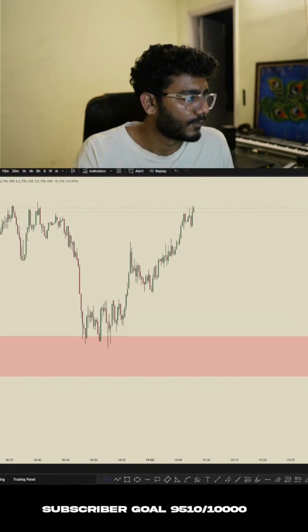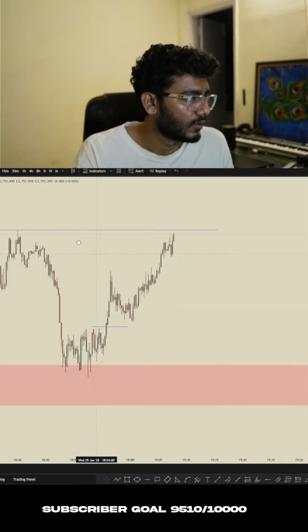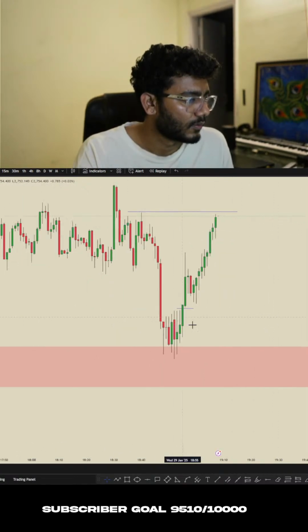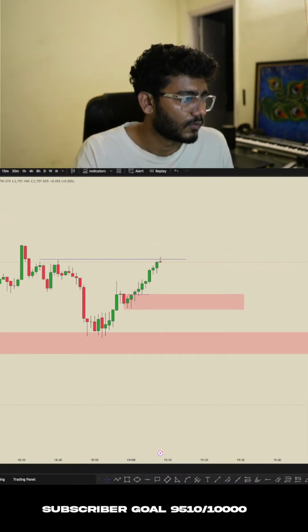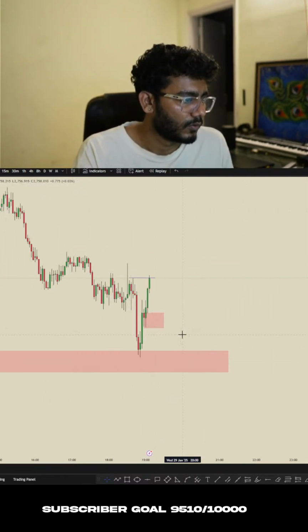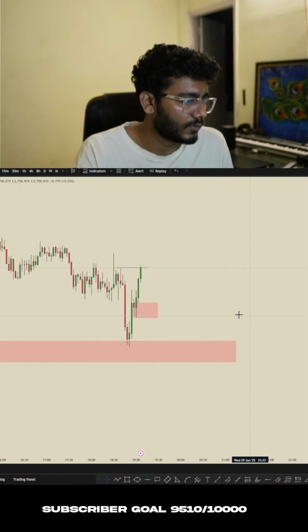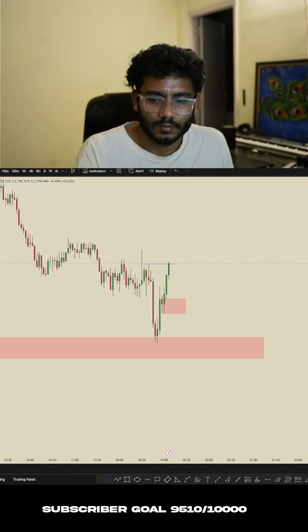So we can look for buy side here. If you have bought the gold, let's see. Or else we can look for entries in the continuation. Let's see.